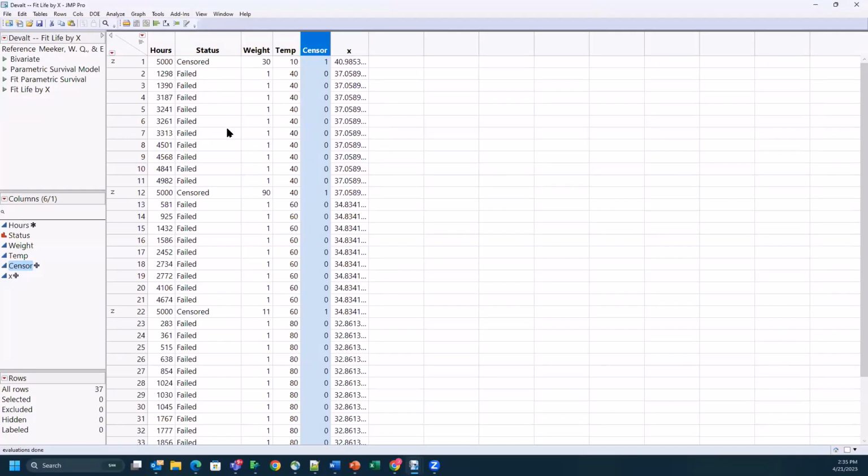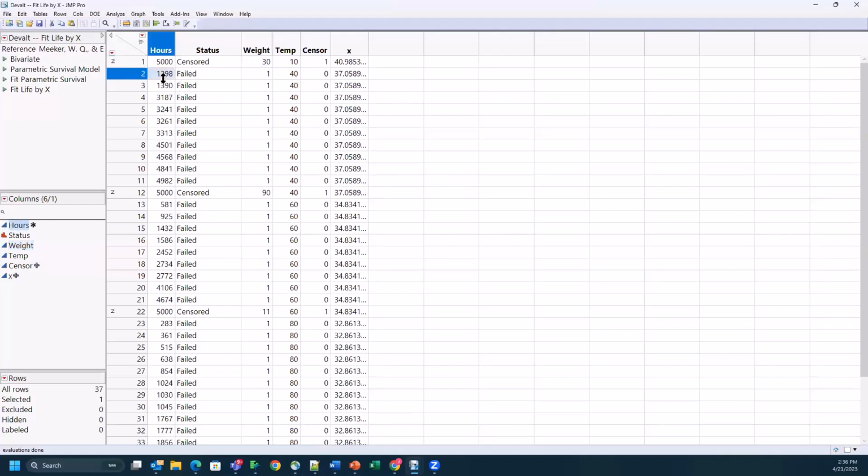Motors, I believe. This data set is set up a little bit differently than what I showed you last time. We've got the number of hours that have been run on these motors. In row 1, we put 5,000 hours on a motor, and it was still running. But it wasn't just one motor, it was actually 30 motors. Instead of having 30 rows that all say 5,000 censored, we can condense things and say this is times 30.